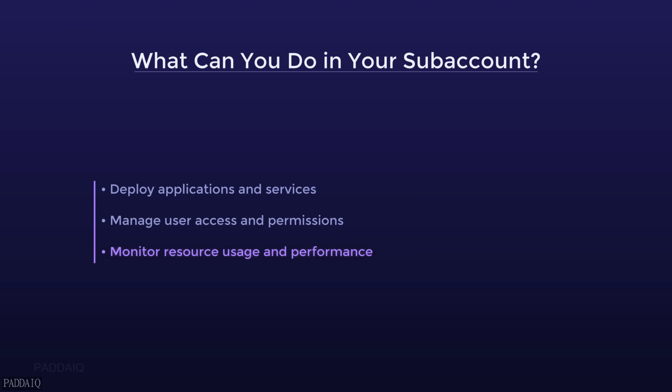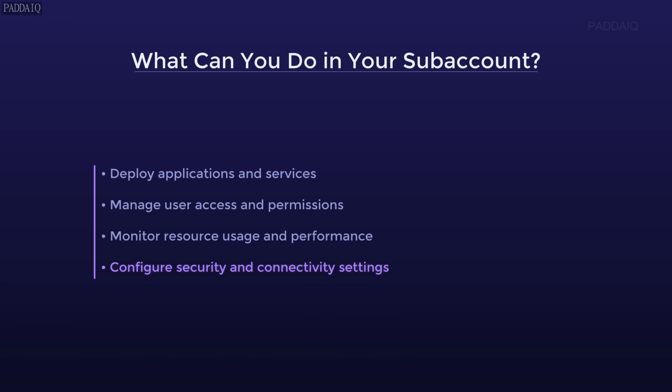Monitor resource usage and performance. This means you can track how much of your cloud resources, like memory and processing power, are being used and how well your applications are running. For instance, check if your e-commerce app is slowing down during peak sales. Keeping an eye on this helps ensure smooth and efficient operations.